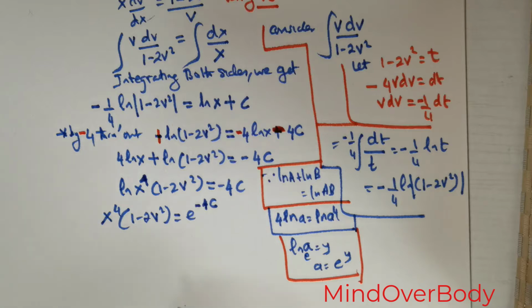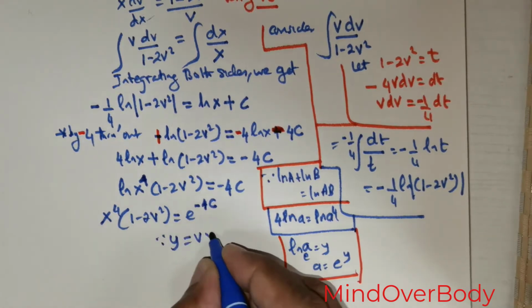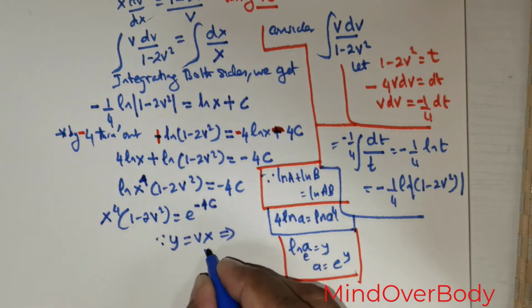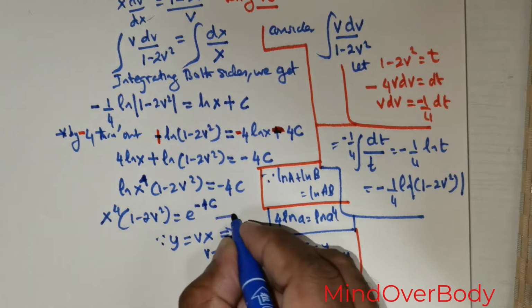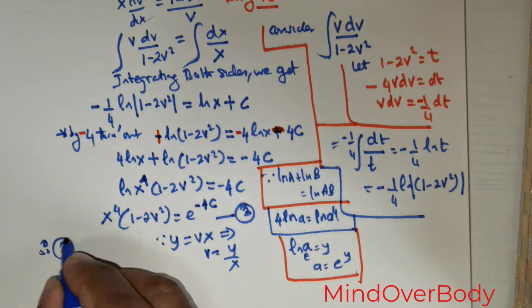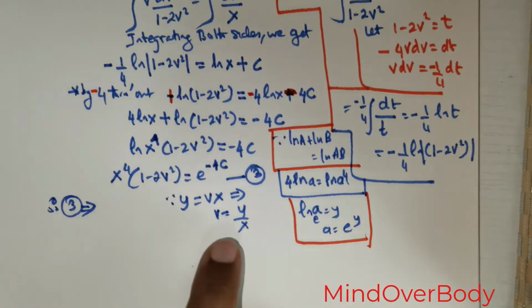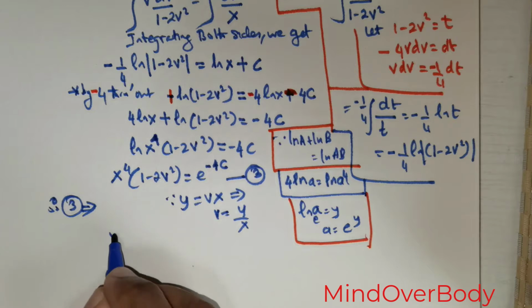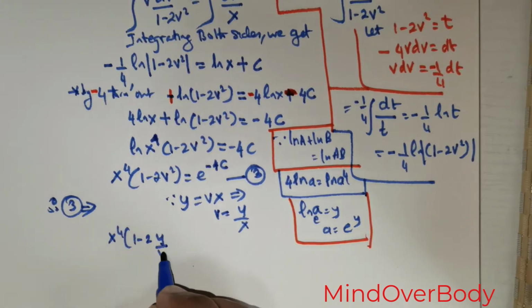Now having obtained this, what we have to do is we started with y is equal to v times x. So this would mean my v is equal to y over x. So if I were to take this as 3, therefore I can rewrite 3 as the following. So what I need to do is I need to just make the substitution. v is equal to y over x. So if I do this, this is going to be 1 minus 2 times y over x.